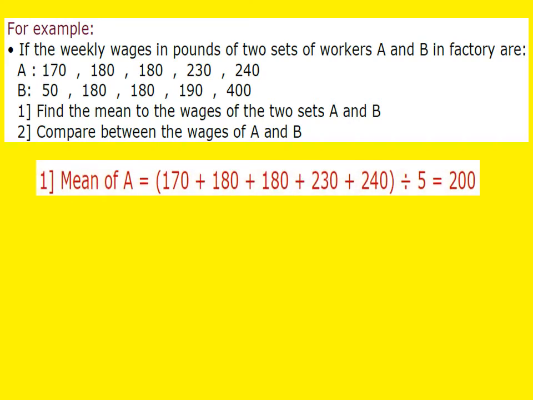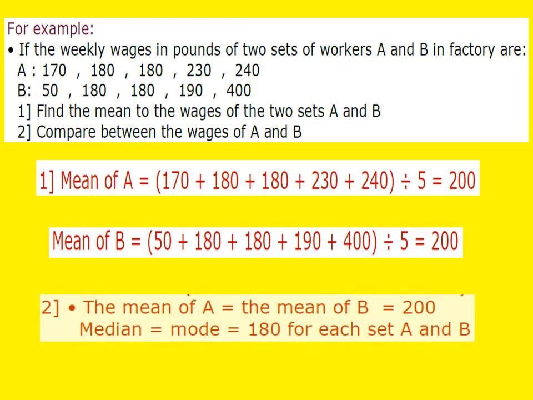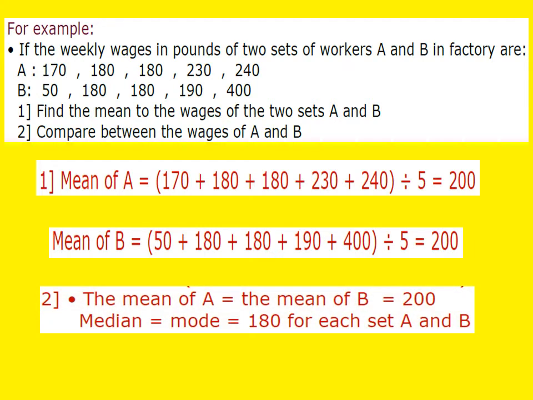Number 1. Mean of A equals sum of values over number of values. Then mean of A equals 200. Similarly, mean of B equals 200. Number 2. The mean of A equals the mean of B equals 200, and the median and the mode also equal 180 for each set A and B.